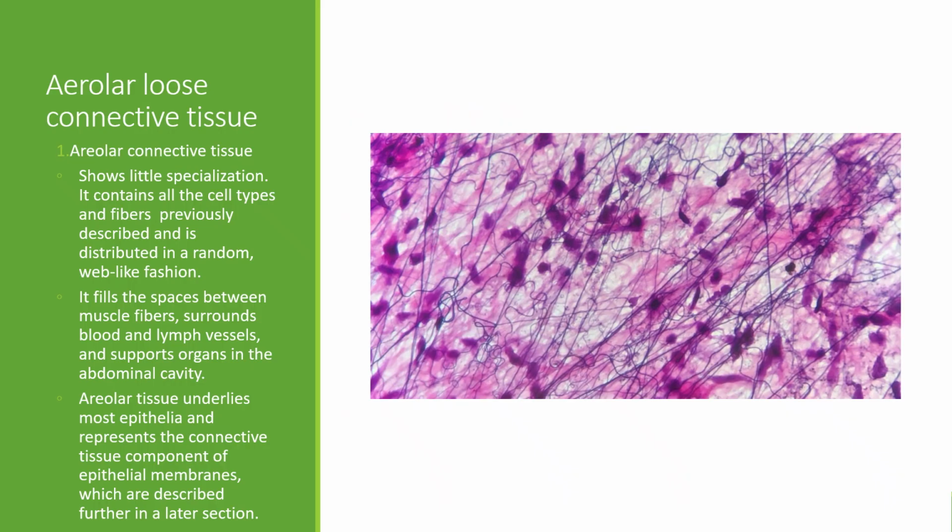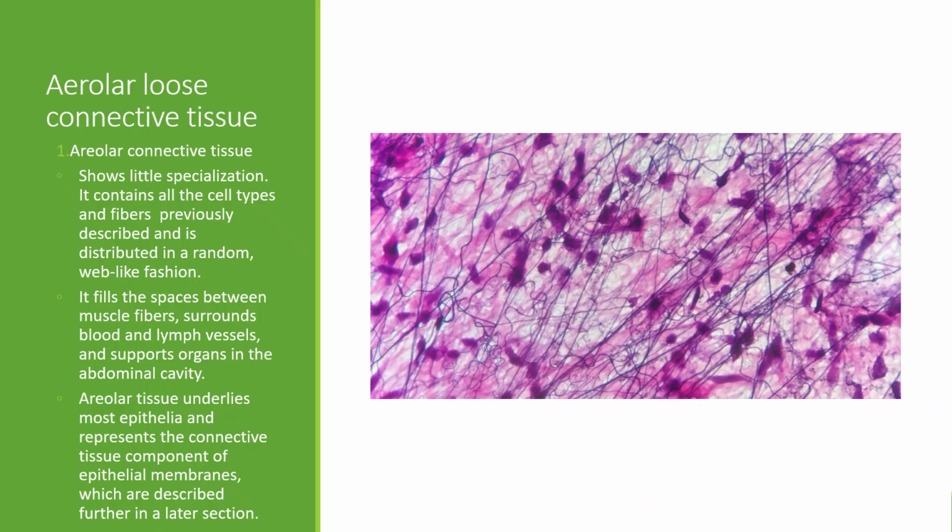So let's go through these different connective tissues that we need to know about. We'll start with areolar loose connective tissue. This shows very little specialization. It contains all of the cell types and fibers previously described and distributed in a random web-like fashion. So I want you to look at the micrograph, right? That's kind of a mess. Everything's kind of just going every which way.